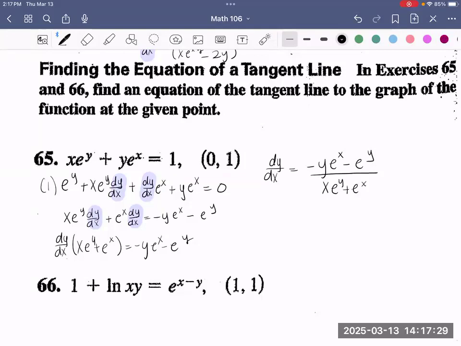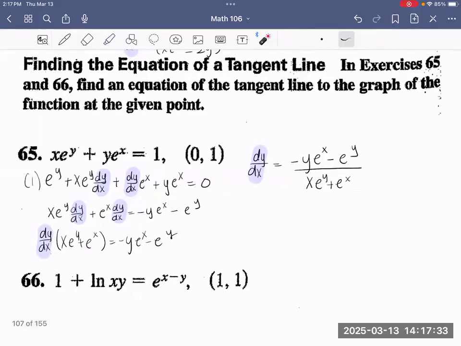So sorry, my y looked like a 4 for a second. Now from here, right, we have everything that you need. Well, nearly everything you need, right? You have your x value of 0. You have your y value of 1. That is just your x and your y here.